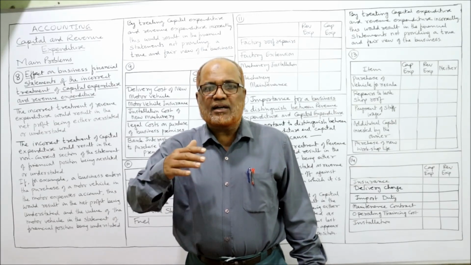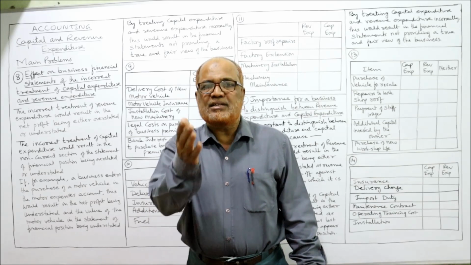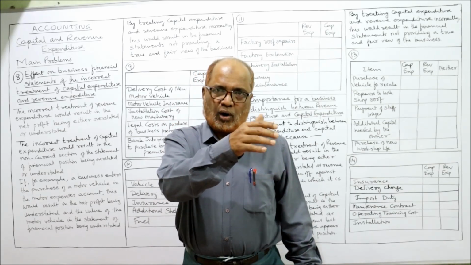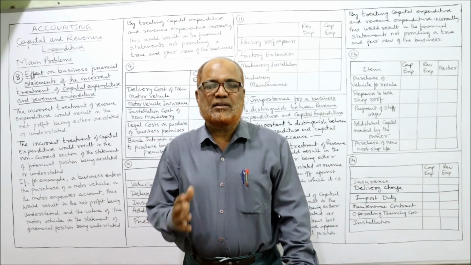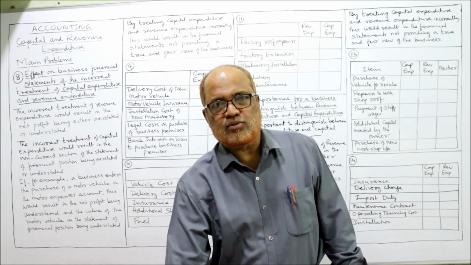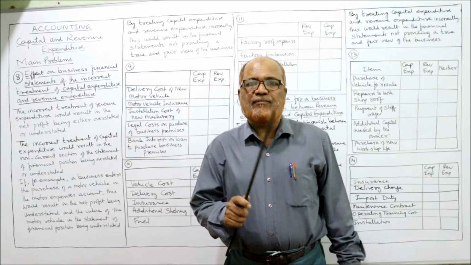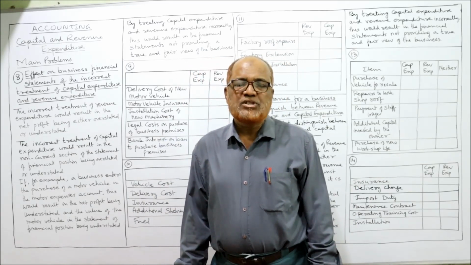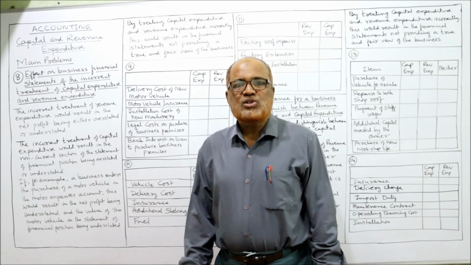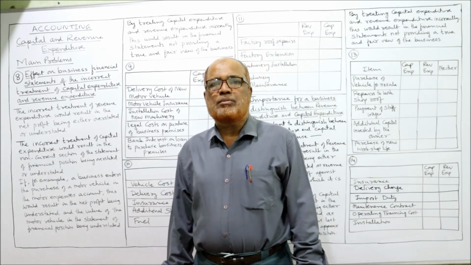So if an accountant commits a mistake in treating capital expenditure as revenue or revenue expenditure as capital expenditure, then what is the impact? What is the effect? That's what it is asking. Already in the previous problems also I have explained. So it will affect the income statement and also it will affect the statement of financial position. So first, what is the effect on the income statement?